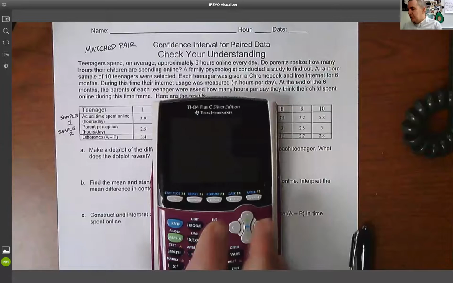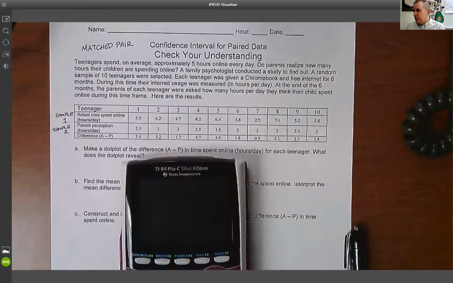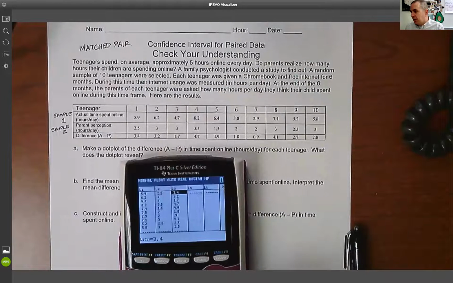So we're going to go through and do this with two samples, but we're going to treat it as the one sample difference. That's how we're going to approach the problem. Going back to it, what we need to do is not treat it as two different samples. We need to treat it as the sample of the difference.